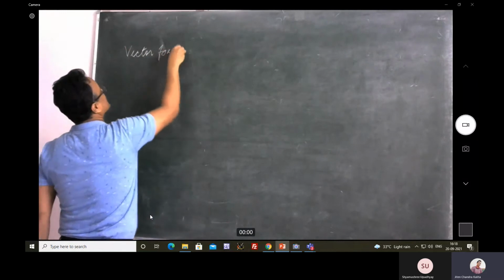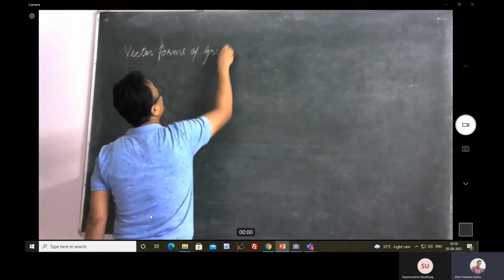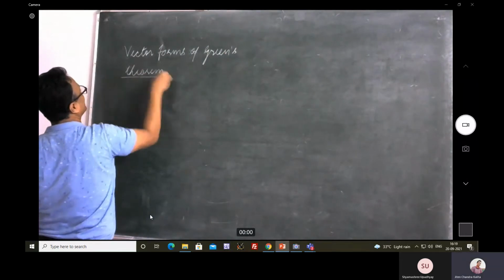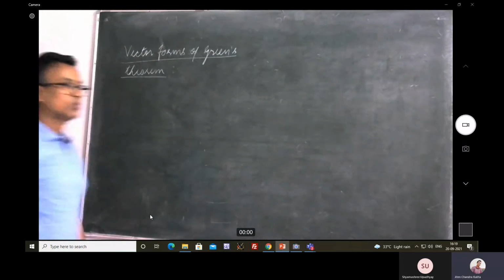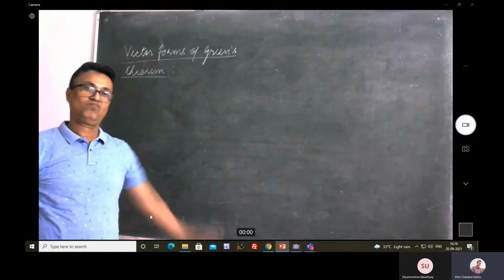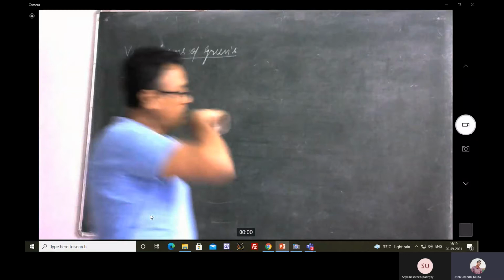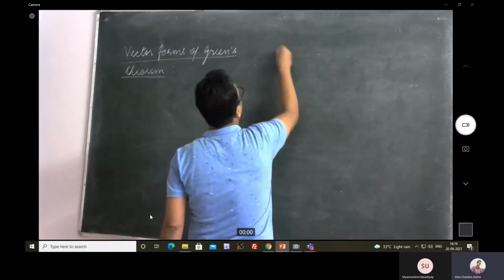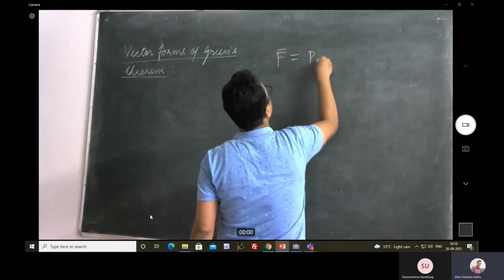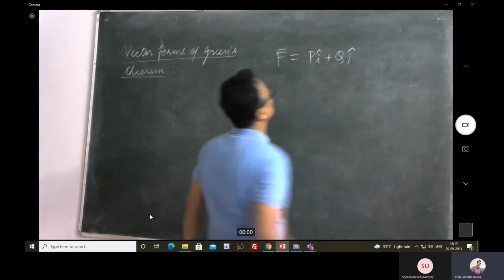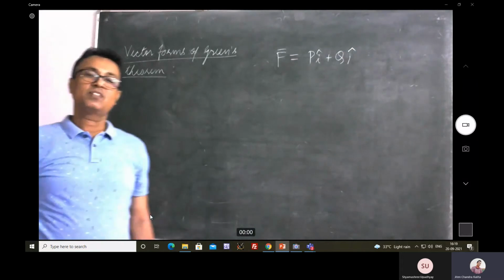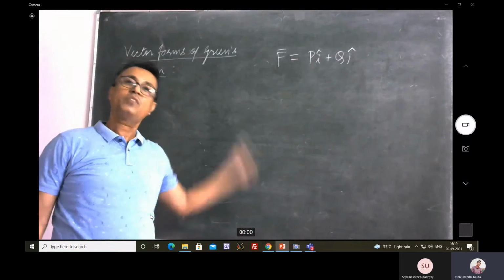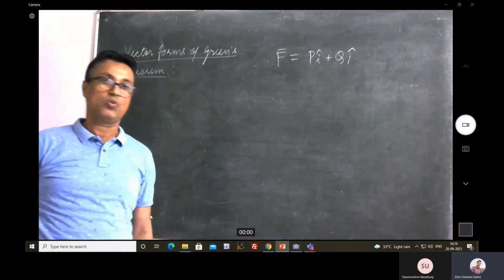So now what we are going to do is the vector forms of Green's theorem. And you will see that this is so interesting. Vector forms of Green's theorem. So suppose I consider a function f in the 2D plane given by Pi plus Qj. That means if I consider this function in 3 dimensions, the third component of this vector function would have been 0, isn't it?